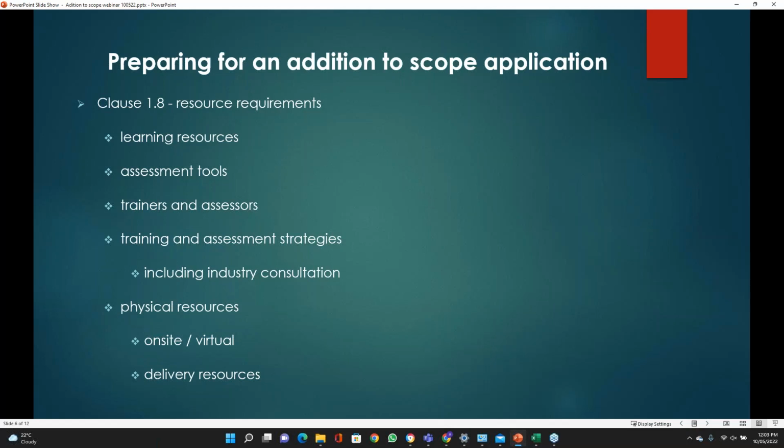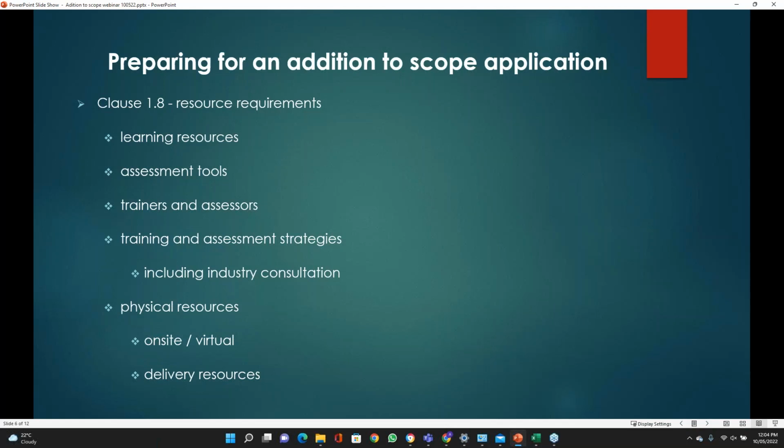When we're looking at your assessment tools, please also remember that when you put your addition to scope in, your assessment tools must have been QA'd. They must have been quality assured to make sure that your assessment tools are valid, that the evidence being able to be collected from them would be sufficient, and also that your assessment tools meet all of the requirements of the unit of competency or the training product and or the training package that it sits in.